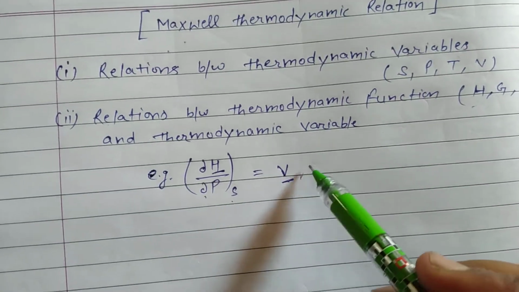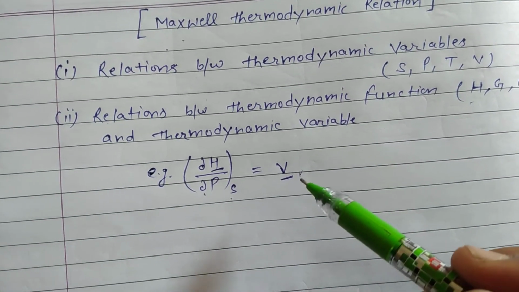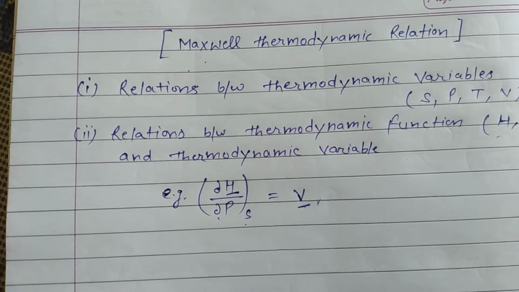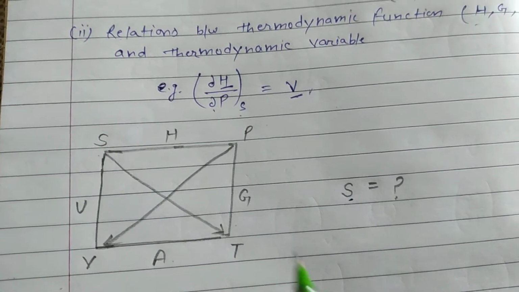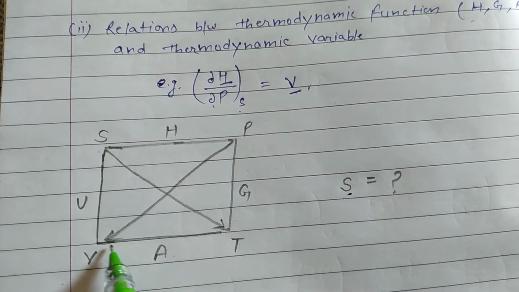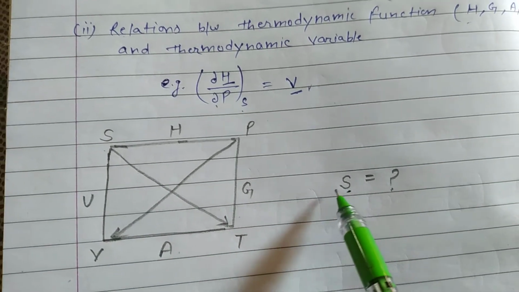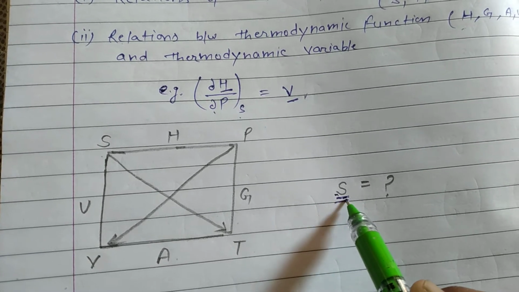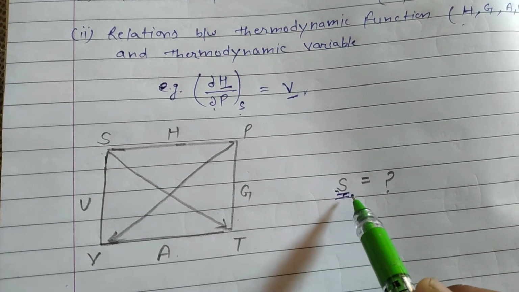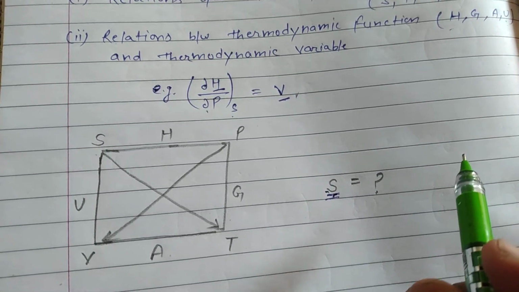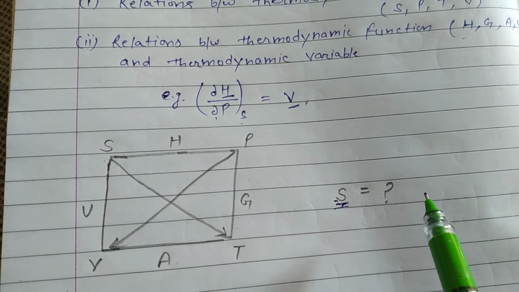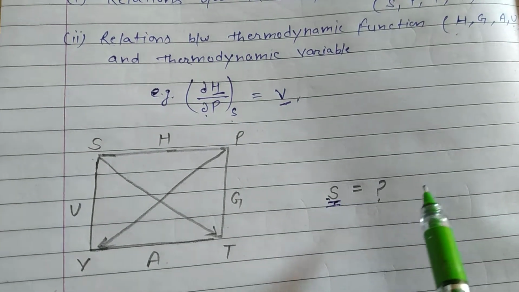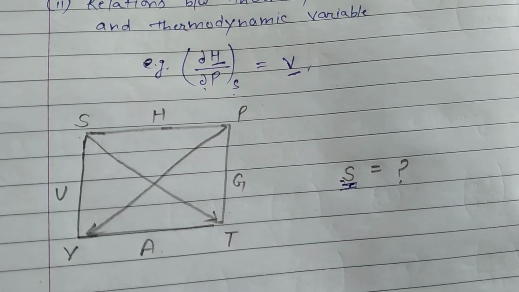All these types of problems can be solved from the thermodynamic square. So before going to the problem, you should know about the thermodynamic square. This is the thermodynamic square that I have already drawn here. Suppose we have to find a Maxwell relation for the thermodynamic variable entropy in terms of the thermodynamic functions, meaning in terms of H, G, A and U. We have to find a relation of entropy with these functions. So let's see how to solve these types of problems.